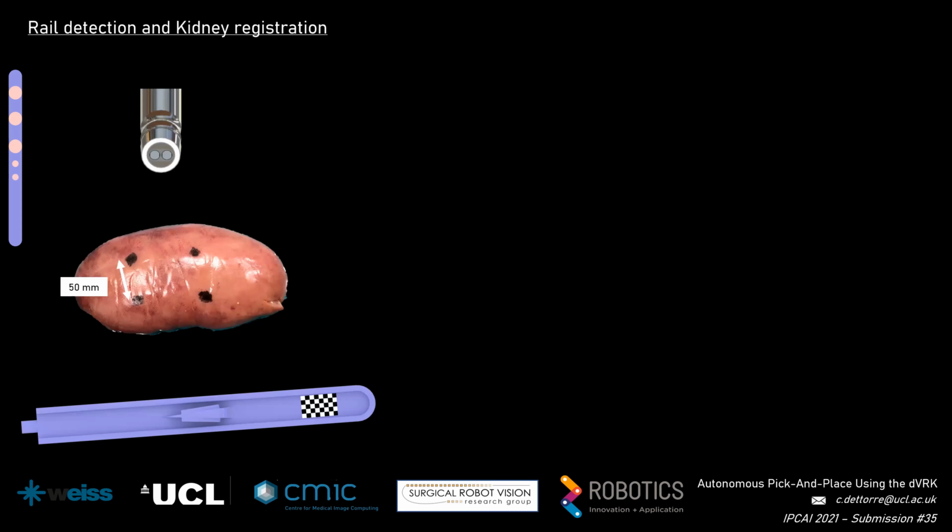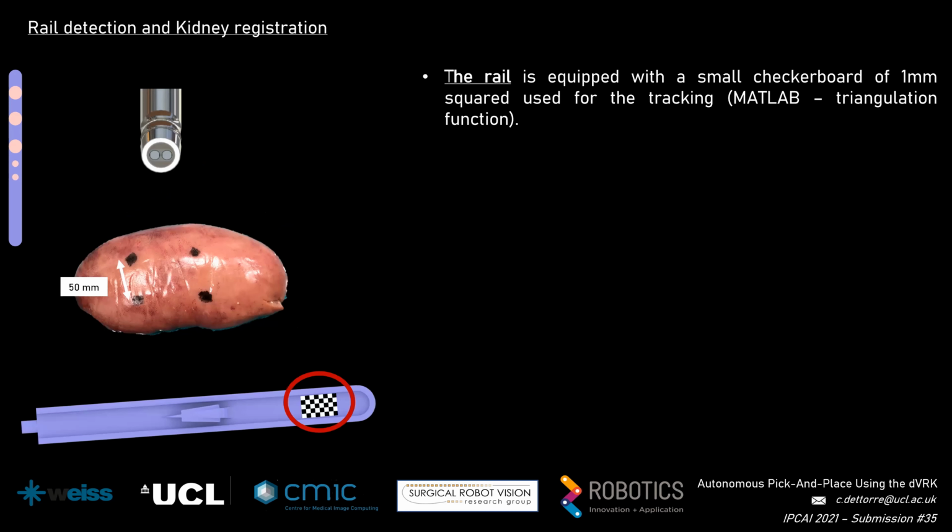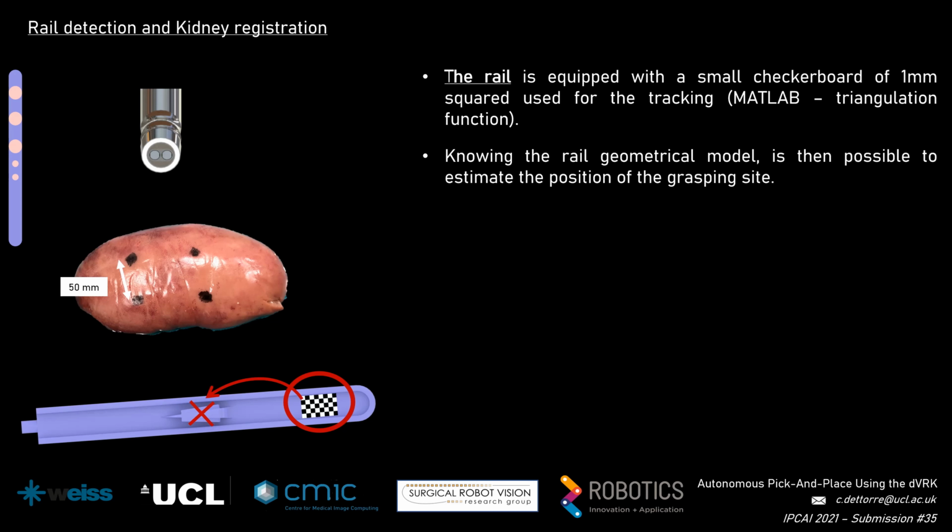Regarding the rail detection and kidney registration, the rail is equipped with a small checkerboard pattern, which was used for tracking it using the MATLAB triangulation function. Knowing the geometrical model of the rail, it is then possible to compute the position of the grasping site.